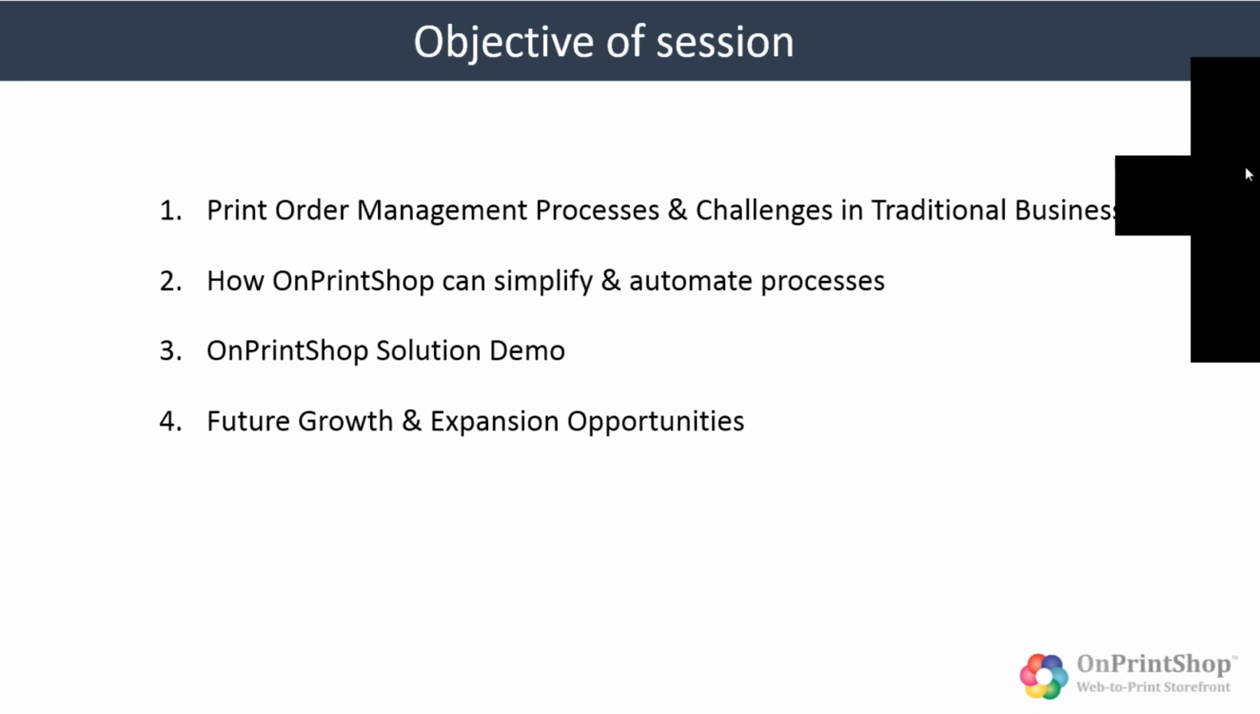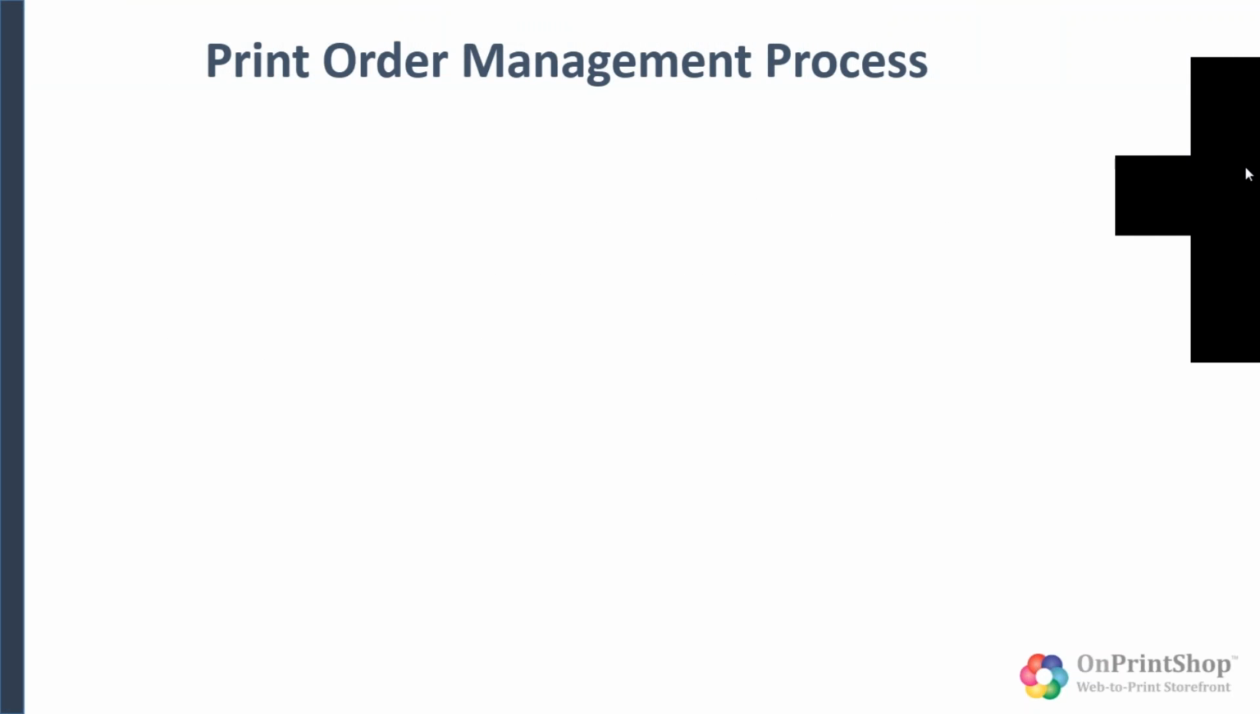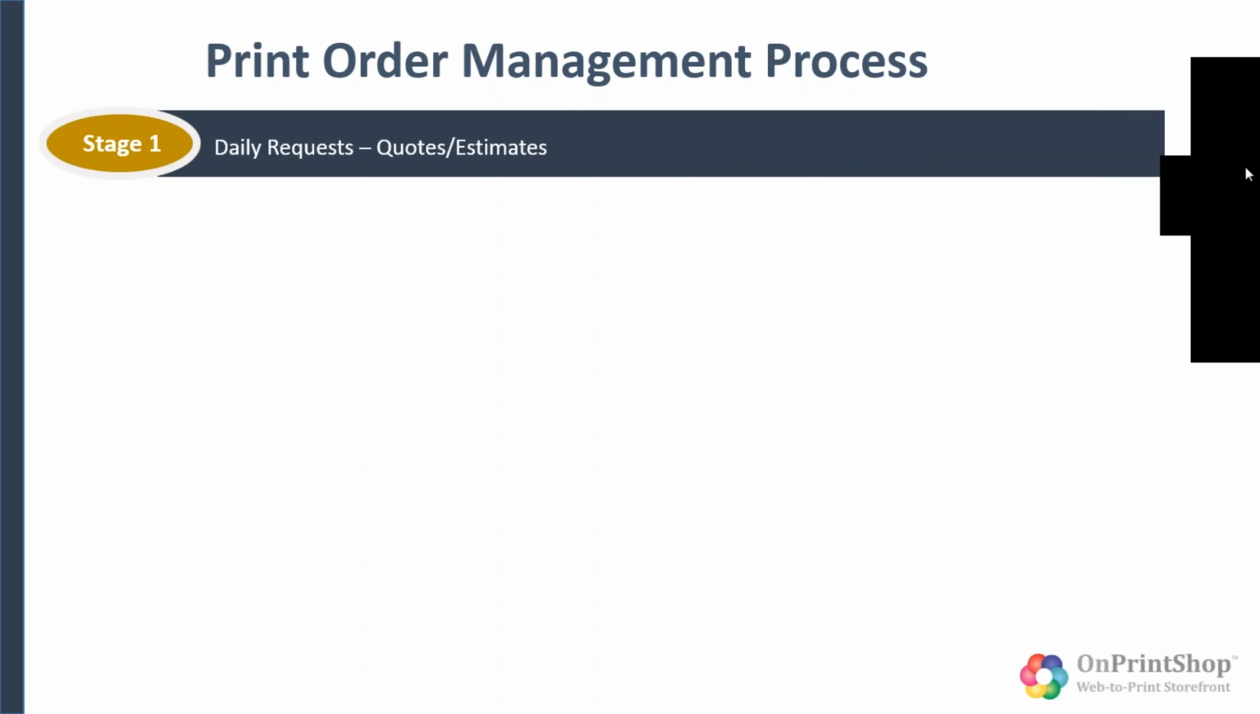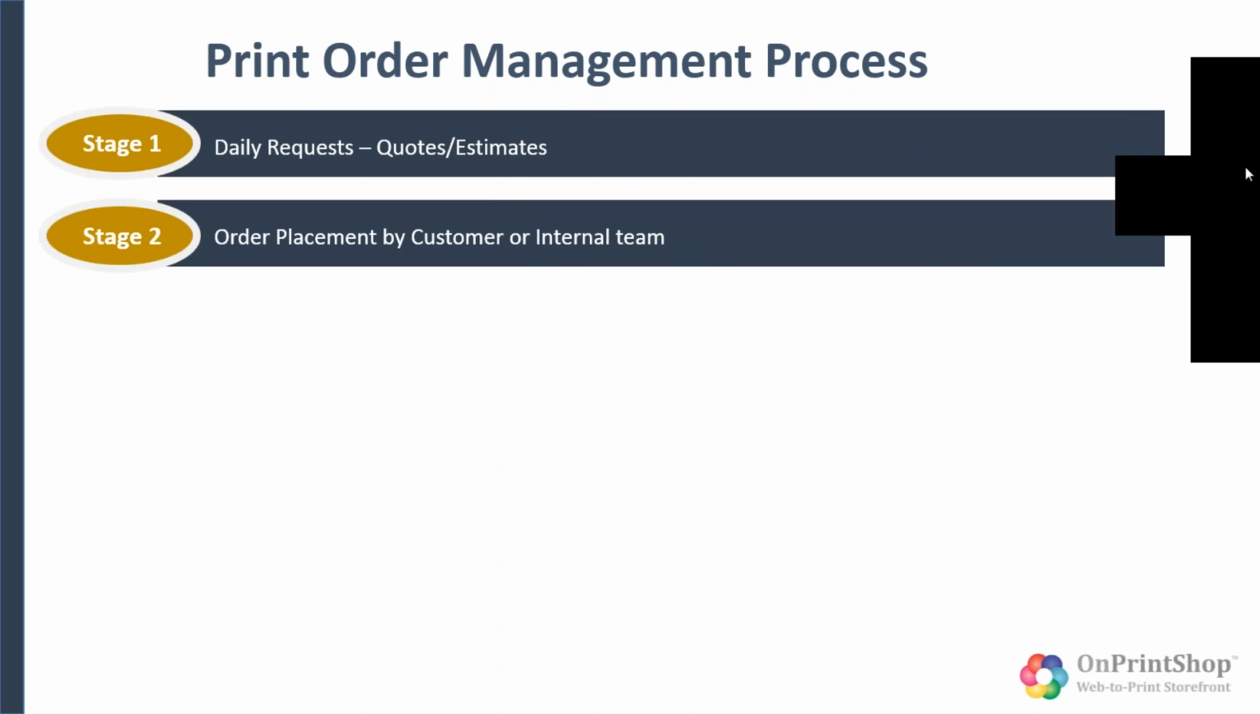So first of all, let us talk about what are the various print order management processes which any printer has to process in a traditional print order management as well as manual print business. So the very first thing is daily request, where if you are serving retail customers, or if you have a print shop where walk-in customers come, if you are serving brokers, resellers, or small to large B2B customers, you keep getting daily requests for quotes and estimates, and the majority of your time goes there. We'll also discuss that in detail.